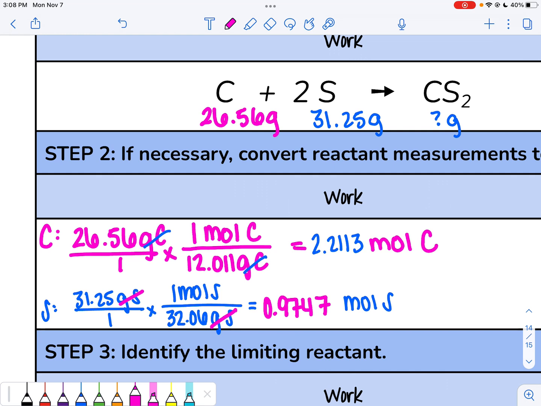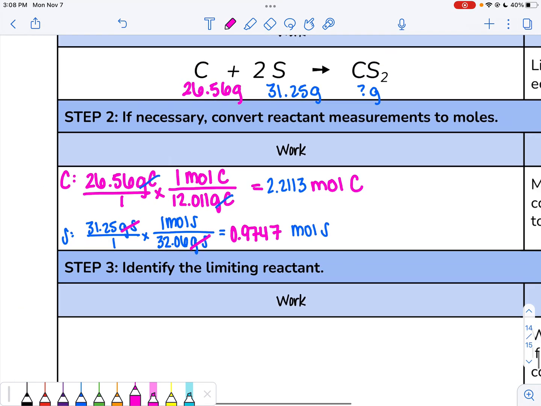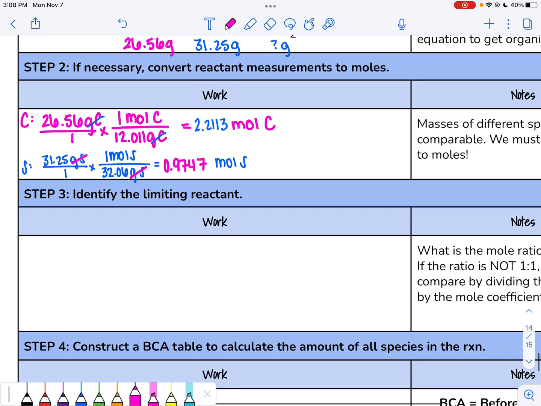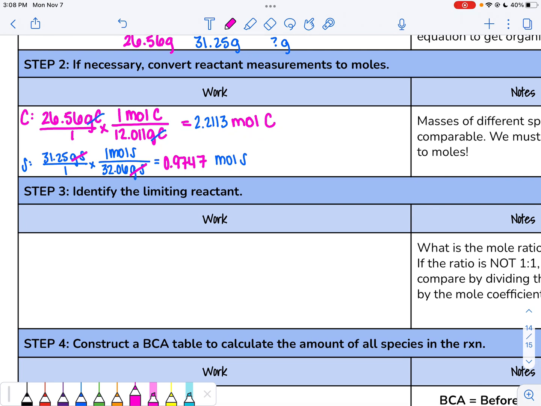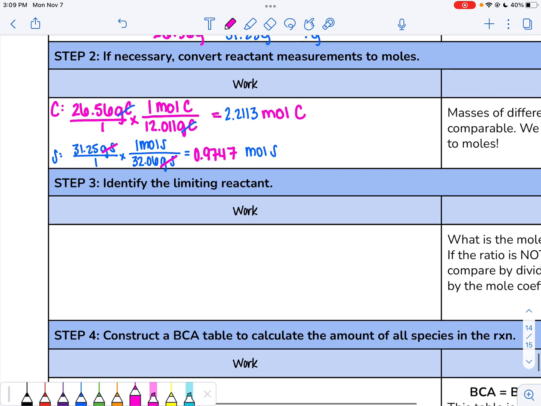Plug it into my calculator, and I end up with 0.9747 moles of sulfur. So now I can deal with comparing these things because they're both in moles, and I have my balanced chemical equation in which I know the mole ratios. So from here, I can now start identifying the limiting reactant. I can compare these values of moles to each other.